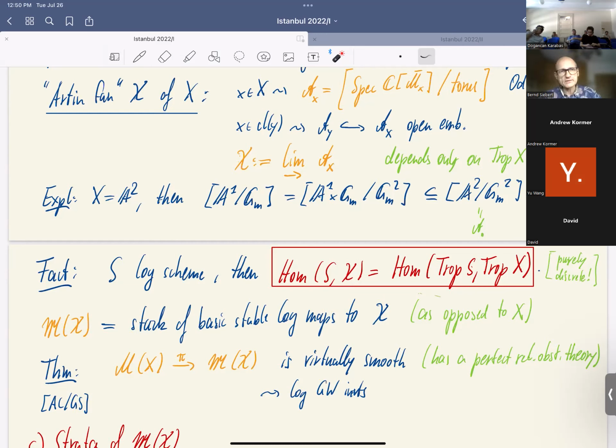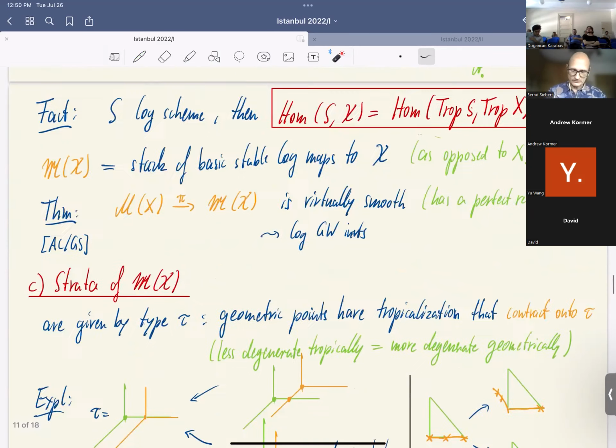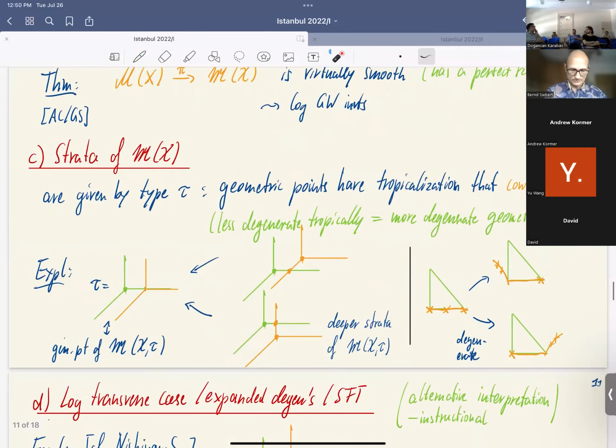Yeah. But that doesn't keep the information of the domain, and for this perfect relative obstruction theory you need that information. You want to fix the domain structure. I guess maybe you could, I'm not sure. Anyway, we don't do it this way. Okay, thank you. Thanks, very insightful remark.